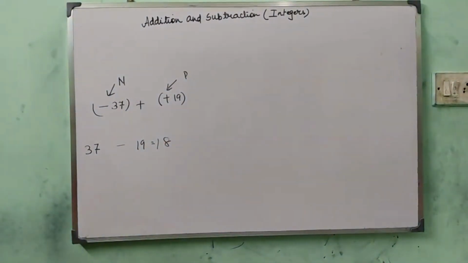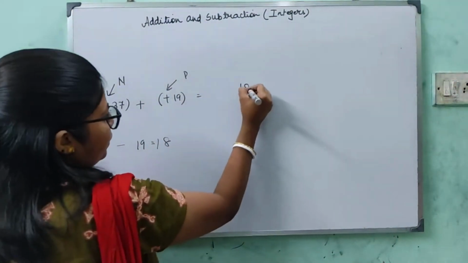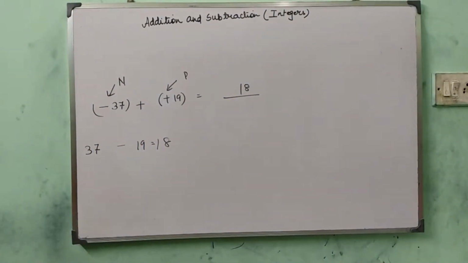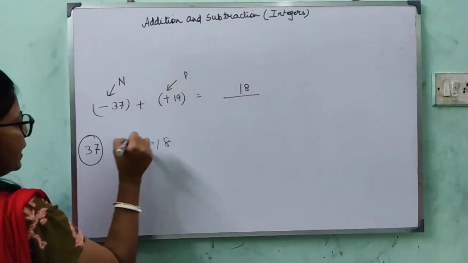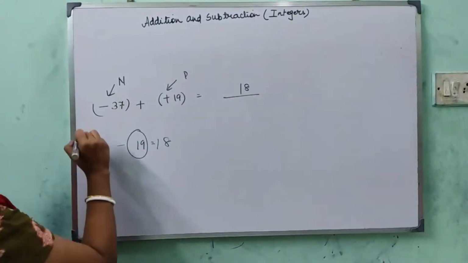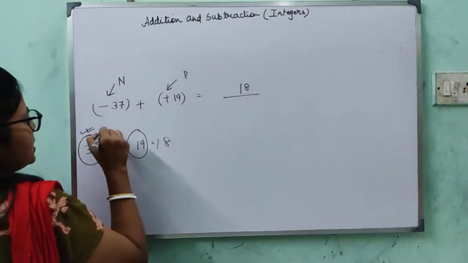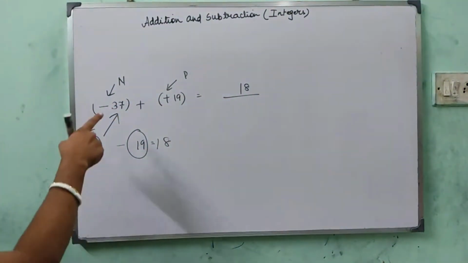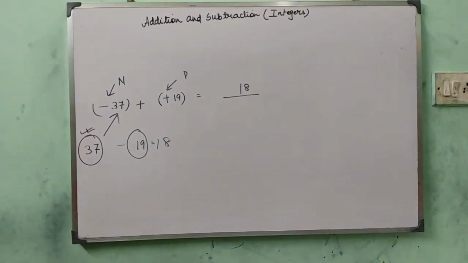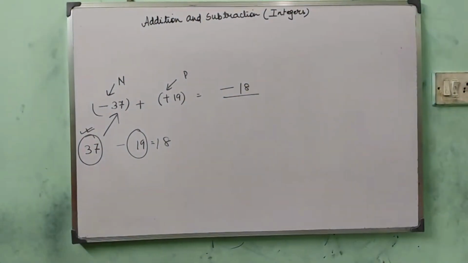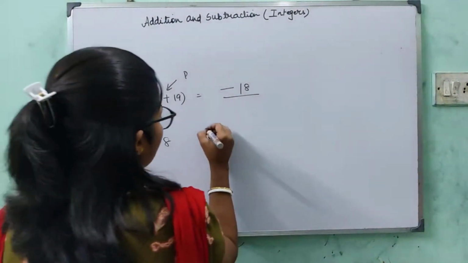Okay, now write down this 18 over here. Now comes the way to deal with the sign. Now out of this 39 and 19, who is greater? 39 is greater. So you see what sign the 39 is having. 37 is having a minus sign, so put a minus sign over here. Okay, clear? A little more.